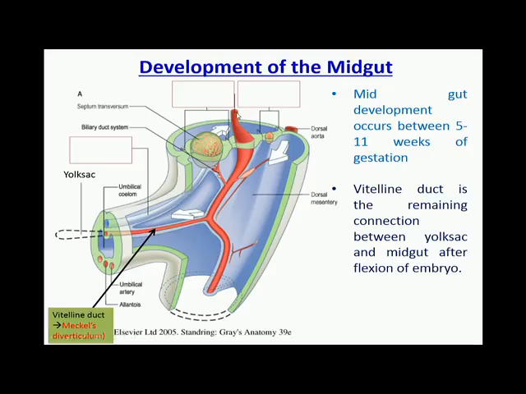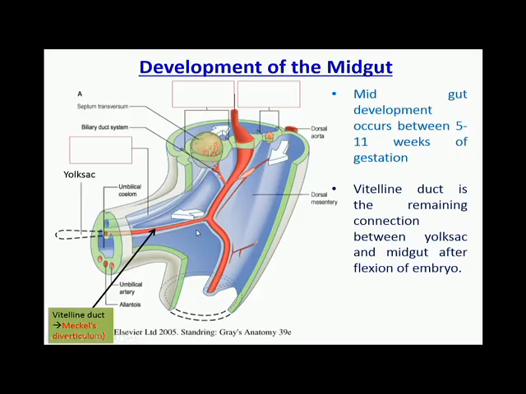You can see here, that's the stomach, that's the midgut loop, and that's the hindgut. The midgut loop is connected to the yolk sac via the vitellointestinal duct. That patient has a small persistent part here. This usually disappears by about 10 to 11 weeks, but in the previous patient it was persistent.